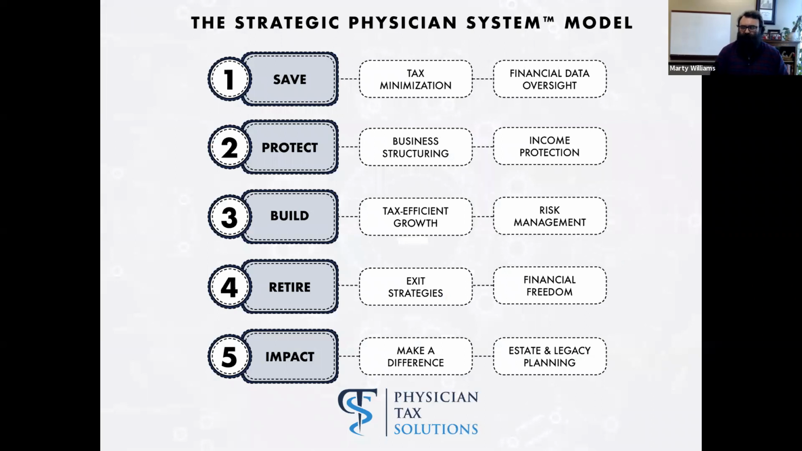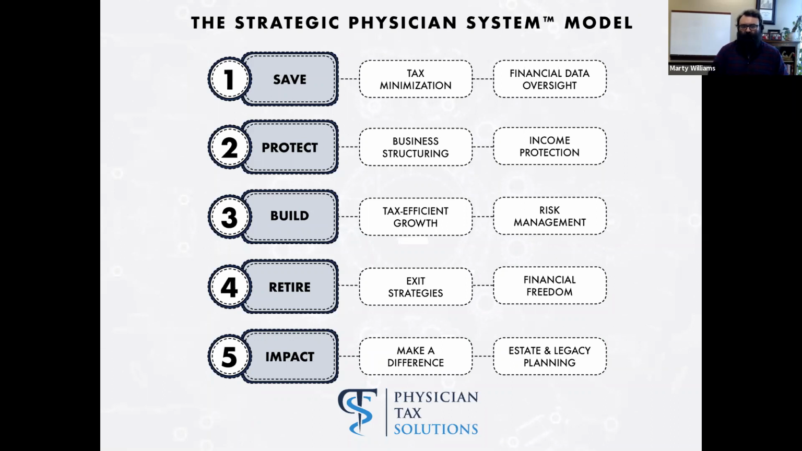Just a brief introduction for those of you who are not familiar with Physician Tax Solutions and what we do and how we work with our clients. I briefly want to cover what we call our strategic physician system model. There's 5 key areas that we focus around whenever we work with physicians: save, protect, build, retire, and impact. Each of these components are important, and it's important for all of our clients to be equally strong in all 5 of these.